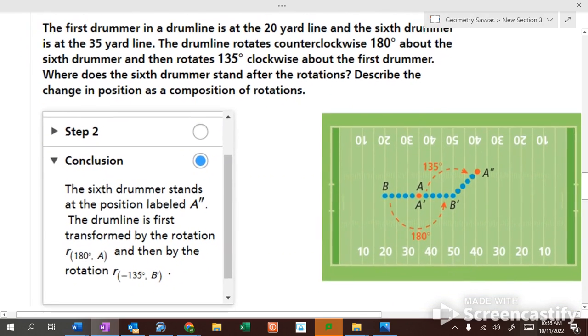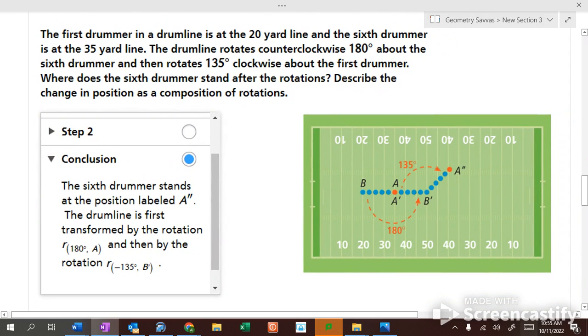All right. The first drummer in a drum line is at the 20-yard line, and the sixth drummer is at the 35-yard line. Here and here. So then they're going to rotate. Everybody's going to rotate in a straight line. So they all rotate around, and B is going to end up right on the 50-yard line. Then they're going to rotate around B. So A is going to end up on the 40-yard line.